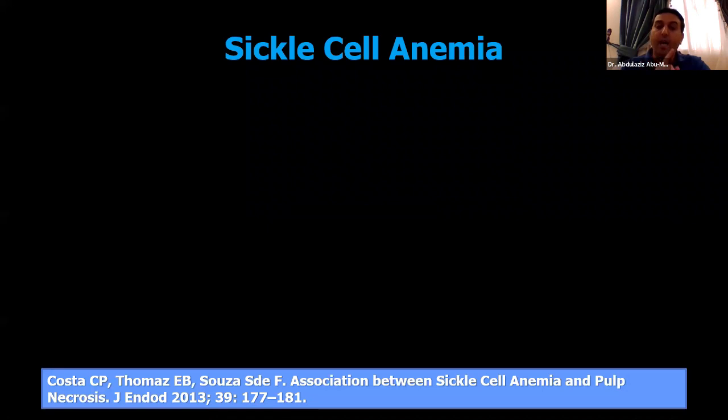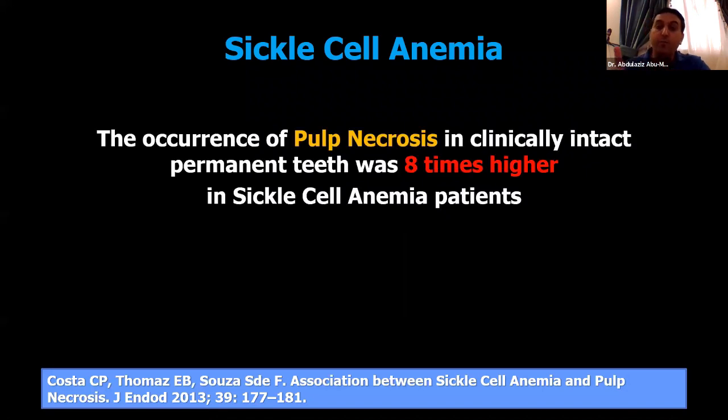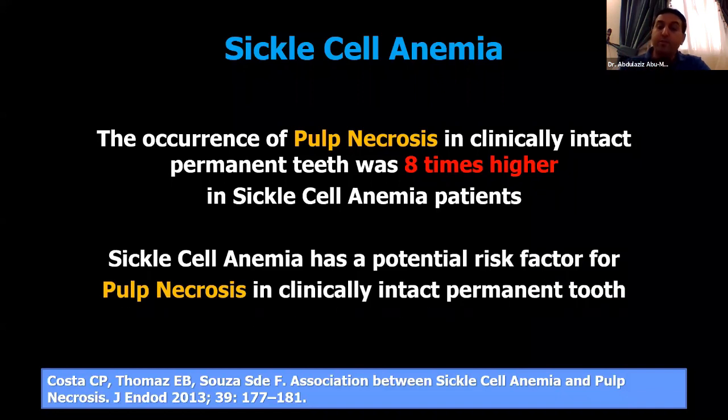Sickle cell anemia has a tendency of pulp necrosis with clinically intact teeth. When you say intact teeth, that means, okay, no filling, no decay, nothing. 8 times higher than a regular patient. The pulp necrosis in these cases is much higher. The reason why, because it's from the same disease problem. The hemoglobin is like a sickle. The body is attacking those cells, phagocytosis, those cells.